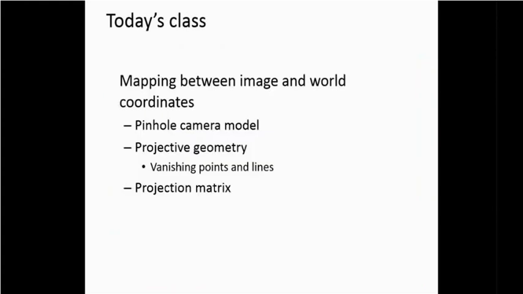So today we're talking about mapping between the image coordinates and the world coordinates, and in particular the pinhole camera model, which is the simplest but most commonly used model for camera projection. And we'll talk a bit about projective geometry, including vanishing points and vanishing lines, and then finally the camera projection matrix, which is the mathematical model for how we project from 3D points into image coordinates.